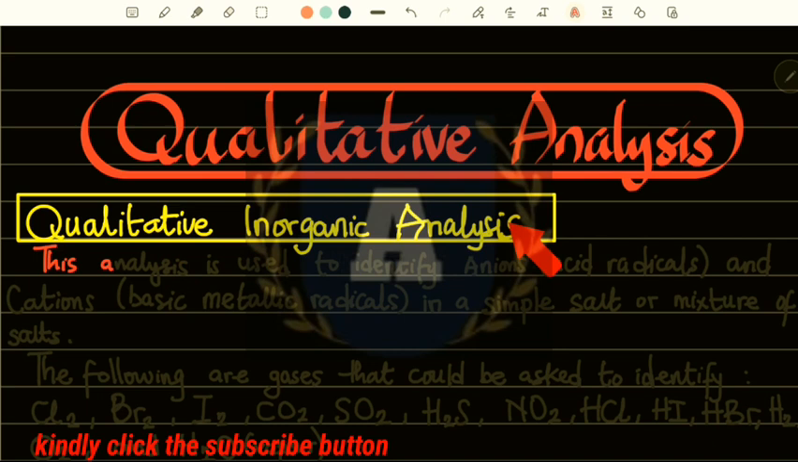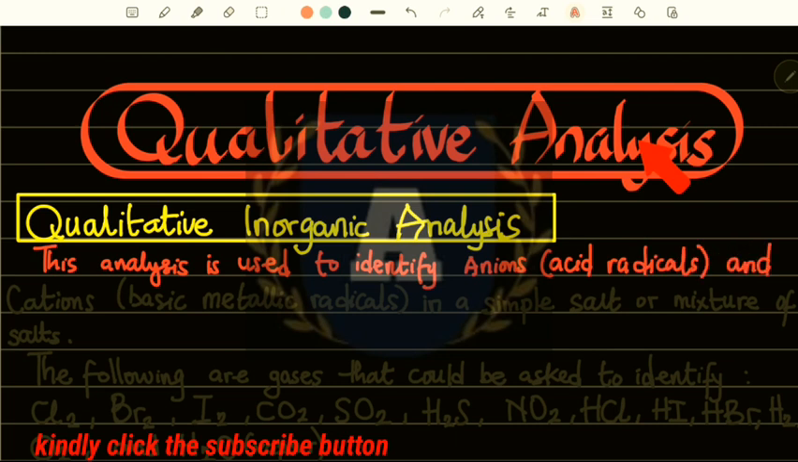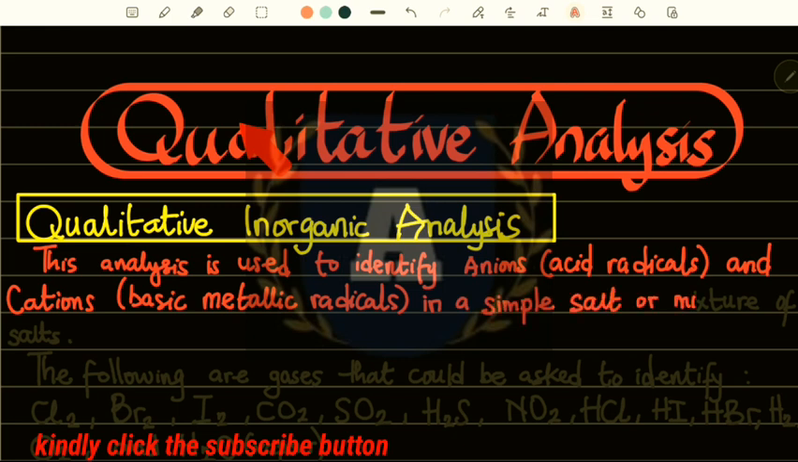Now this analysis is actually used to identify anions, and when we say anions, it means the acid radicals, and also cations. We use this inorganic analysis to identify cations, that is the basic metallic radicals in a sample, in a sample salt or mixture of salts. So it could be a mixture of salts where we decide what should be the anion and cation, or it could be a single salt.